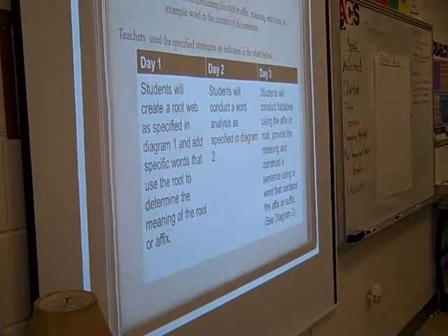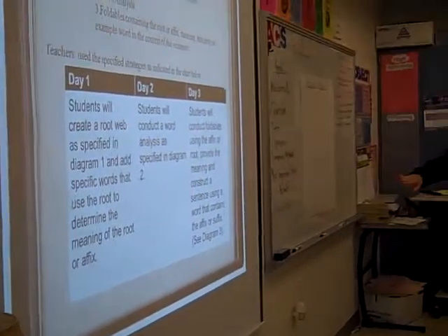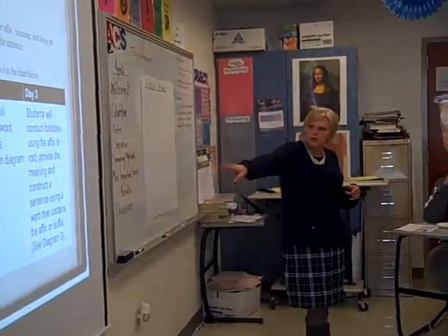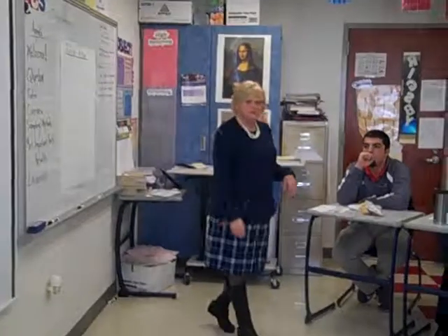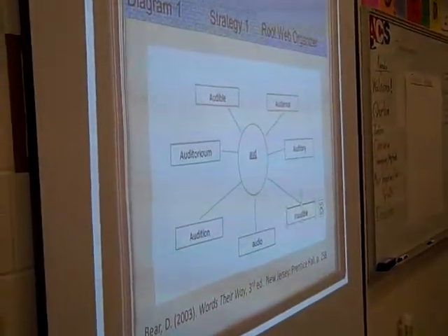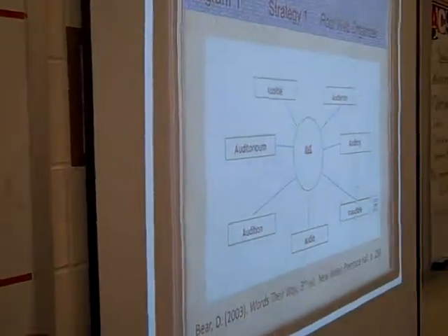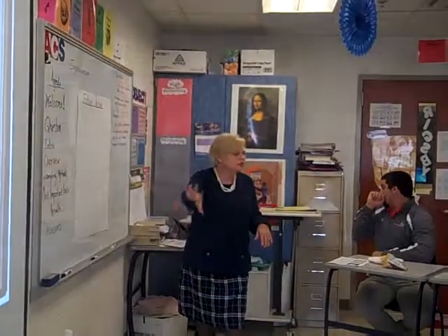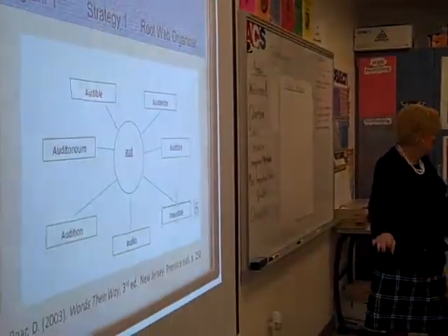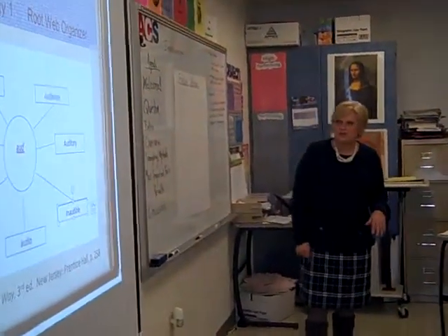So day 1, we would do the root web. Day 2, we would do the analysis. And then day 3, we would do the foldable to kind of give it a little more kinetic kind of situation there. So this is what our root web organizer would look like. In the middle, you'd put the root, and then the students and the teacher, they would all come up with different words that had that word in it and make those associations.